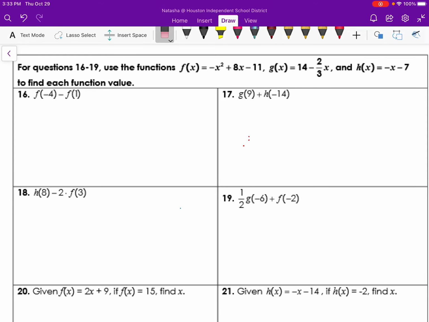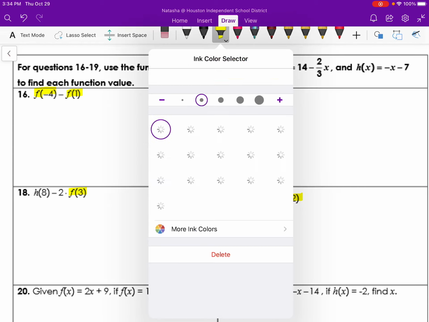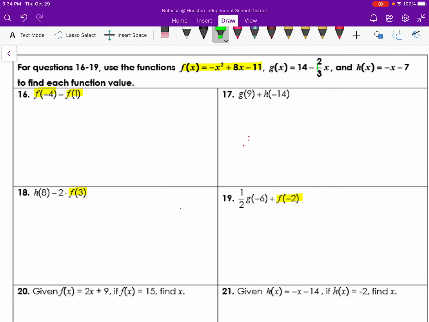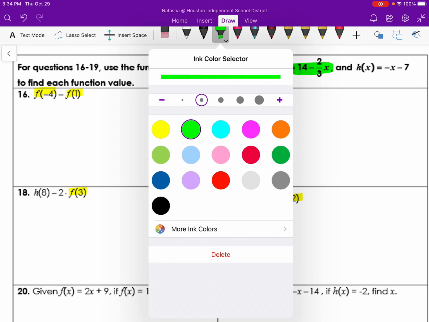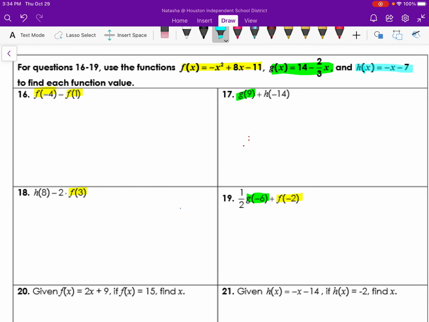All right, I'm going to go over questions 16 through 19 real quick, looking at the functions. So the first thing I'm going to do is highlight my functions that have the same name. I'm going to highlight all of the functions that are f of x. Then I'm going to highlight all the ones that are g of x. So that's this one here, and then lastly I'm going to do h of x. And that's these two here.